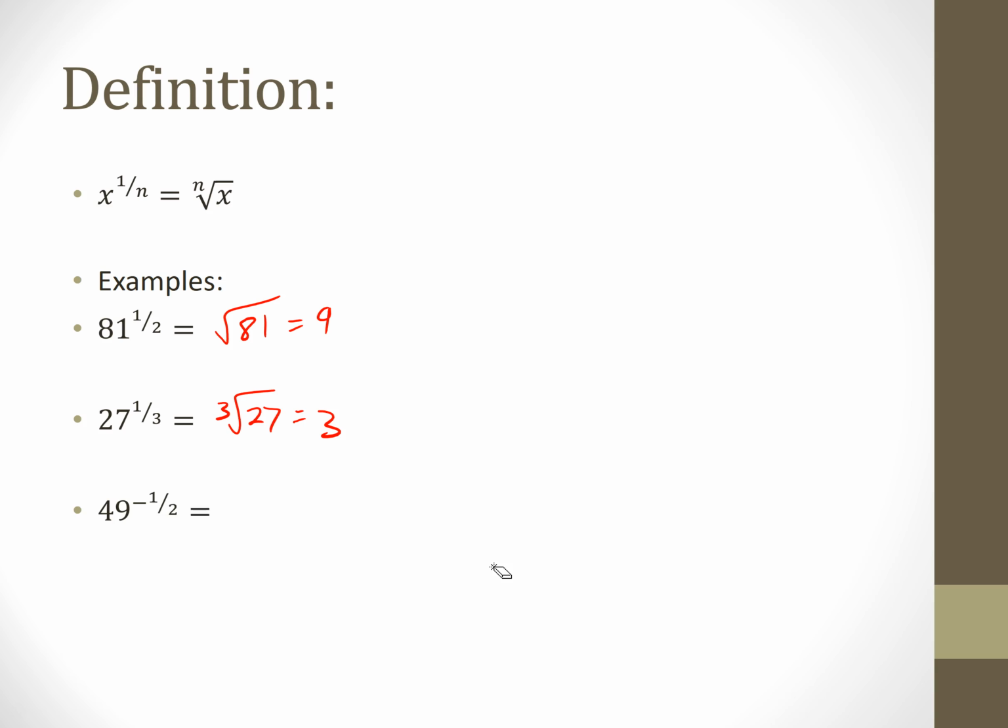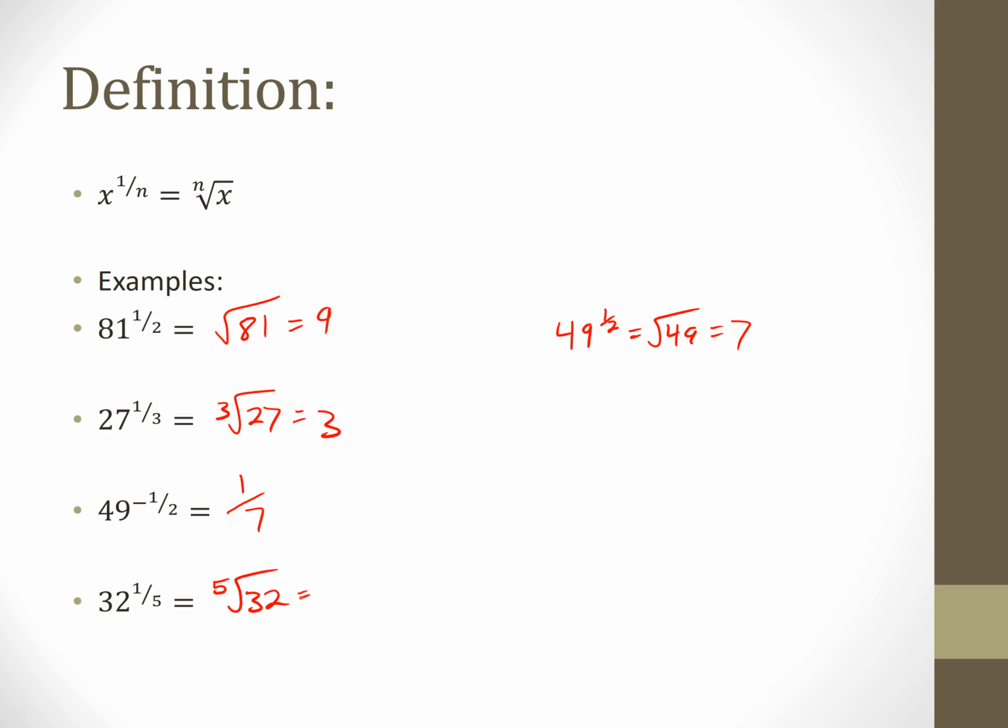One more example. Ooh, 49 to the negative 1/2. Okay, let's not worry about the negative yet. I know 49 to the 1/2 is the square root of 49, which is 7. So what about 49 to the negative 1/2? Is it negative 7? Well, no, don't forget that a negative exponent means reciprocate. So since 49 to the 1/2 is 7, 49 to the negative 1/2 is 1 over 7, because a negative exponent means reciprocate.